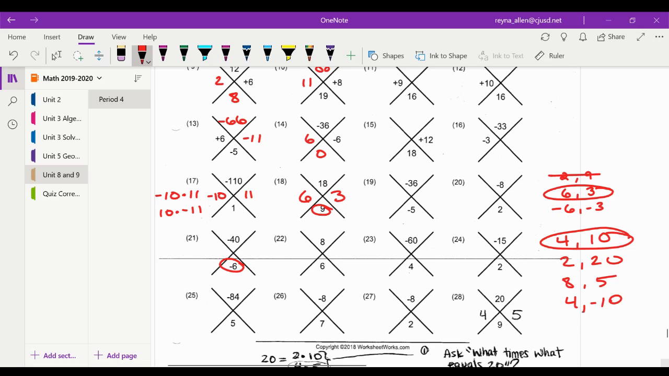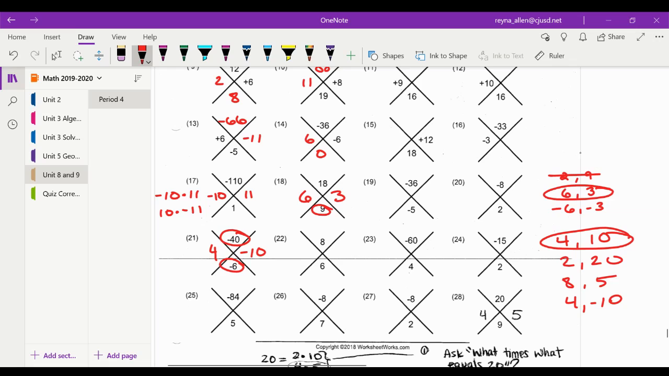So we can double check that. 4 times negative 10 is negative 40, so that works. And then they also need to add to negative 6, so that works. So 4 and negative 10. Also, if you were to switch up the numbers and put negative 10 in the front and 4 on the side, that's also okay.